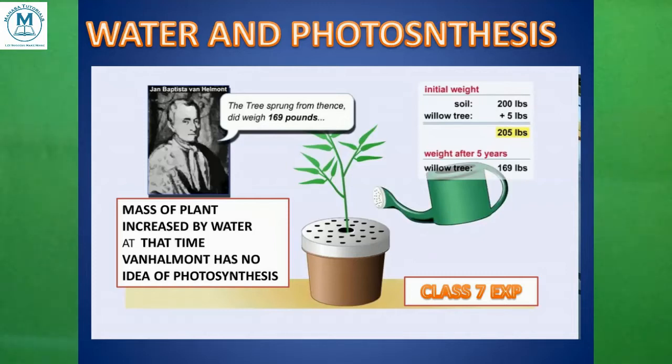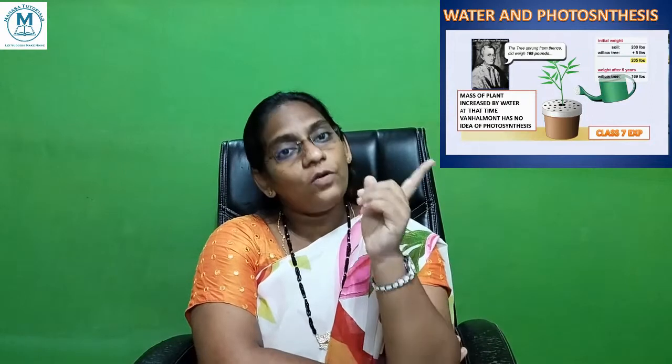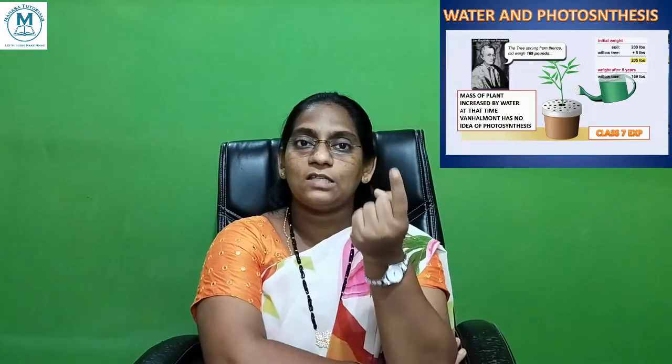His assumption was, when he planted a plant and provided water to that plant, after a few years when he weighed the plant, he found that its mass had increased. With this he came to know that water is important for the growth of the plant. But by that time Van Helmont was not aware of the process known as photosynthesis. So with the help of the experiment we performed in class 7th, today we are going to prove that water is essential for the process of photosynthesis. Understood?